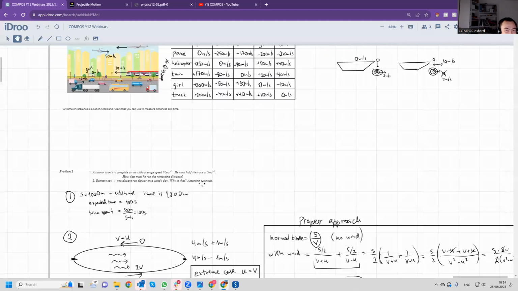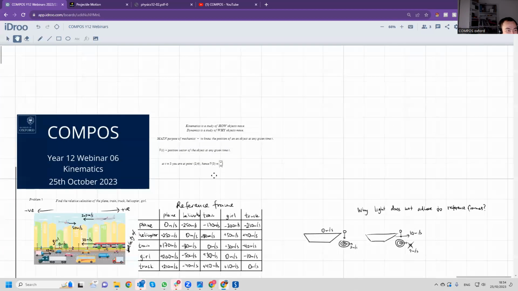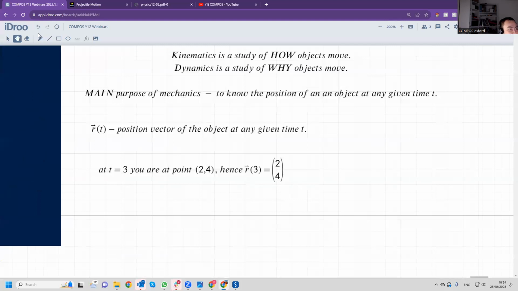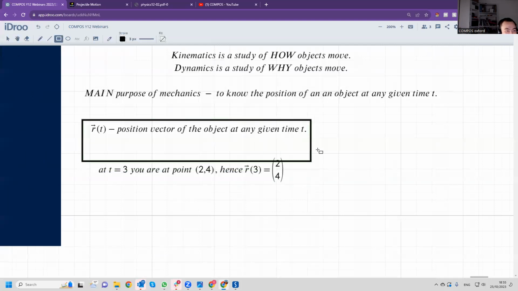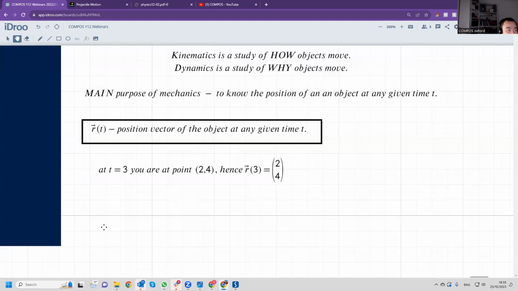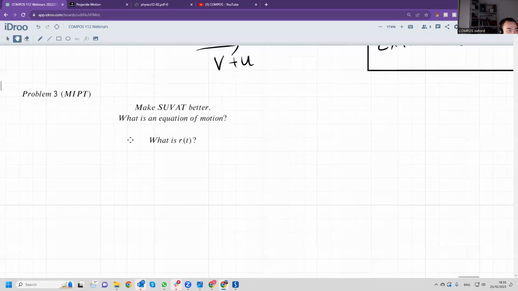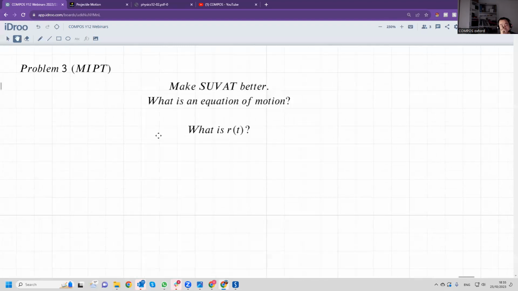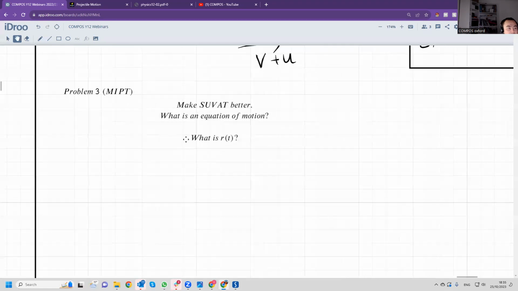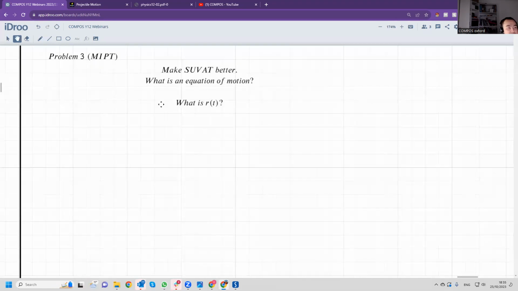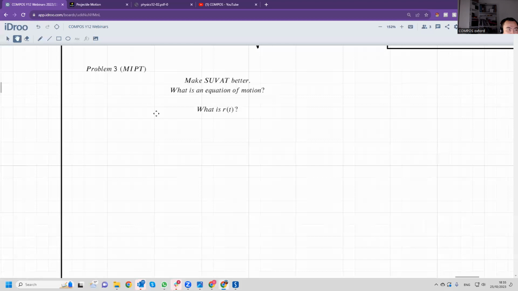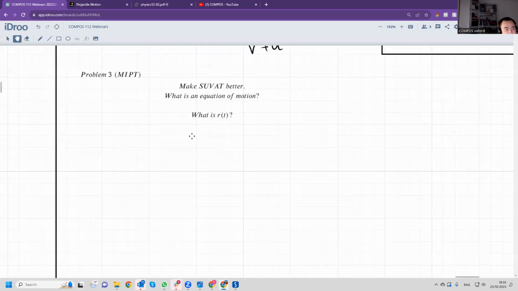Okay, so we started our session with discussing the position vector of an object at any given time. So this is what we're going to do in problem 3. Make SUVAT better. So what does it mean? Well, what is an equation of motion? I went through this in the assignment.